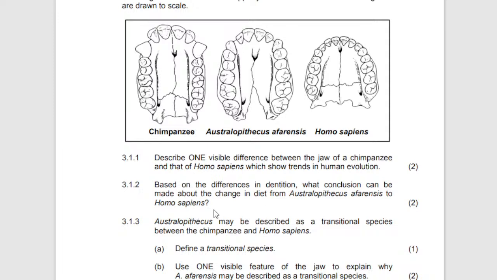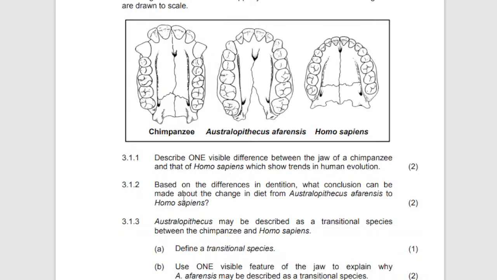They are saying, describe one visible difference between the jaw of the chimpanzee and the Homo sapiens and show the trend in evolution. Okay, you look at this and then you look at this. There are so many things we have talked about based on what you have seen there. So you can choose one. The teeth, yes, you can talk about it. The spaces, you can talk about it. The shape of the thing, rectangular, you can talk about it.